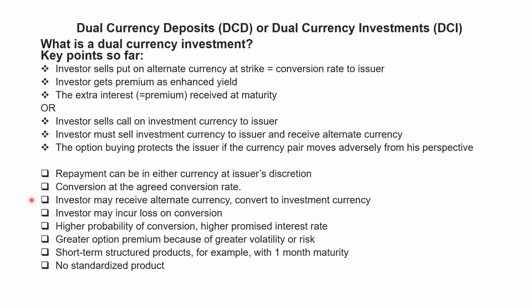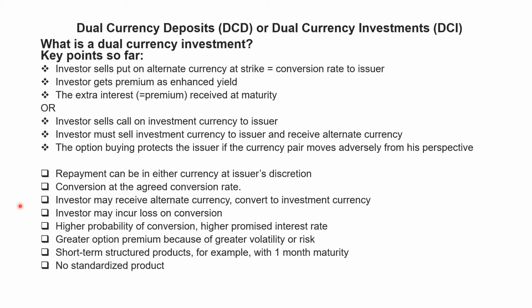Remember, he has the right but not the obligation to sell the alternate currency to the investor because he has bought a put option from the investor on the alternate currency at the strike price, which is the conversion price. Therefore, the issuer has the sole discretion to decide the currency of repayment irrespective of the relevant spot rate. However, if the issuer chooses to repay in the alternate currency, the conversion has to be done at the agreed conversion rate. The issuer will do the math on the reference date and decide whatever suits it.